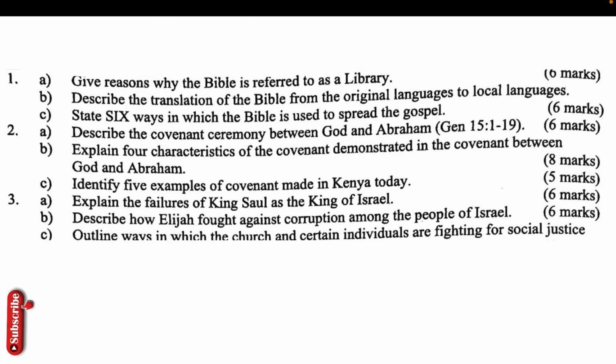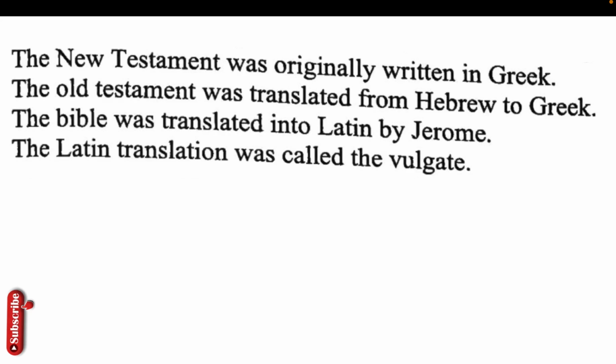Question 1b. Describe the translation of the Bible from the original languages to local languages. The Old Testament was originally written in Hebrew language. The New Testament was originally written in Greek. The Old Testament was translated from Hebrew to Greek. The Bible was translated into Latin by Jerome. The Latin translation was called the Vulgate.